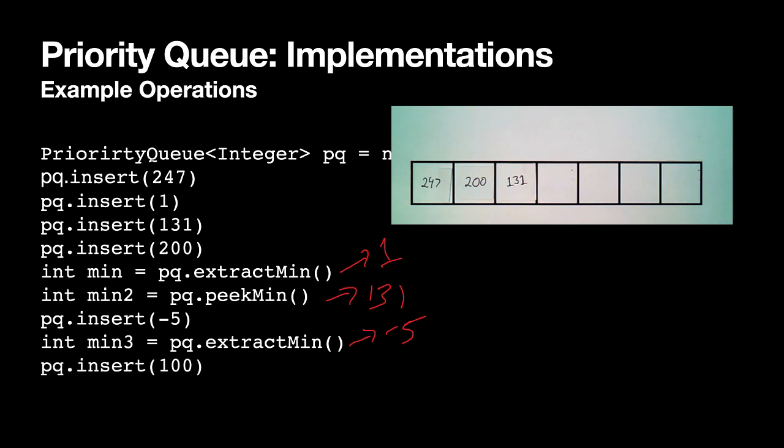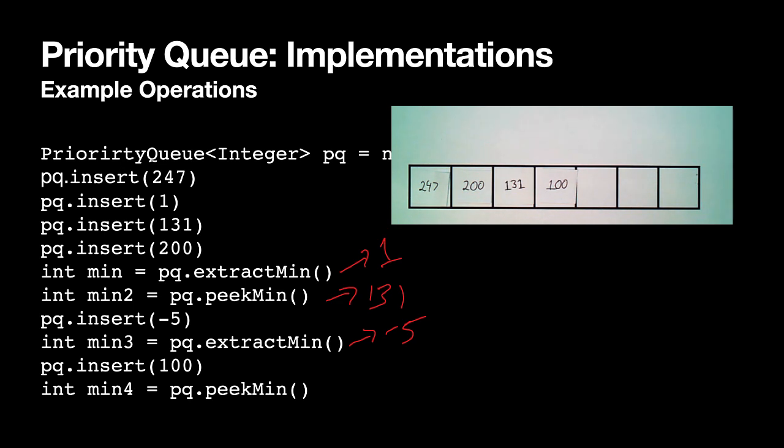Now we'll insert 100. Same process as before. We start at the beginning. 100 is less than 247, so it comes after 247. It's less than 200, less than 131. We've hit an available spot, so we'll go ahead and put it in, and we're done. Our next operation is peek min, and again our minimum value is already readily available at the end of the array, so we will return but not remove our 100.